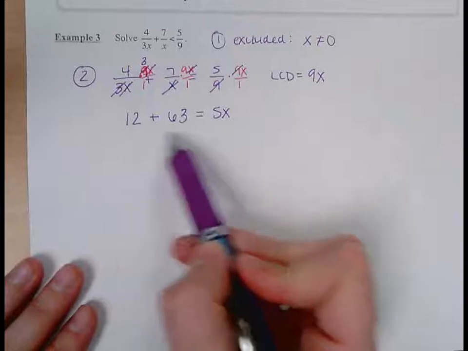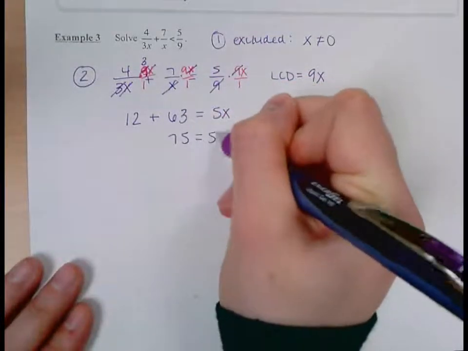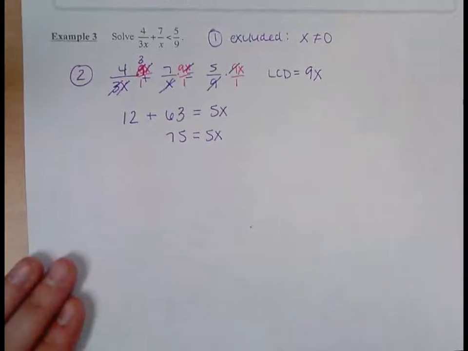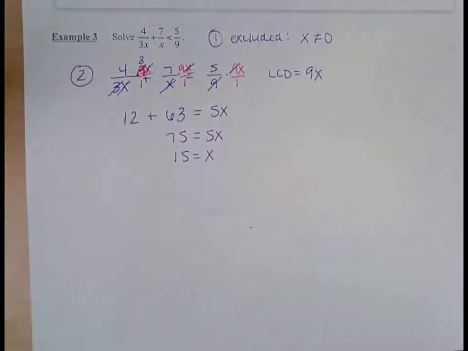Okay, so on the left side, add 12 and 63, so 75 equals 5x. Solve for x, divide by 5. X is 15. Okay, that's step 2. That's not your answer.